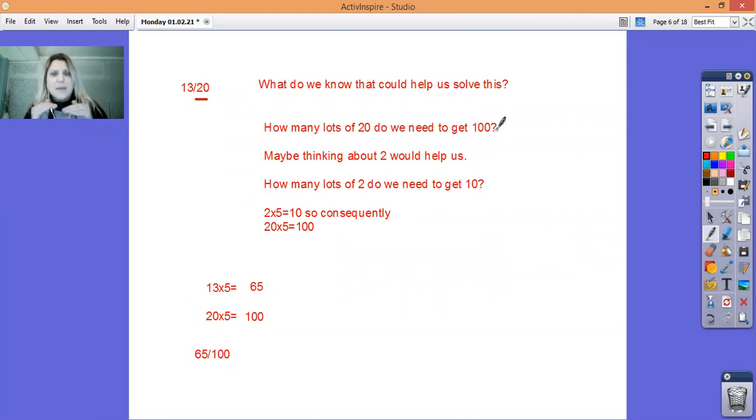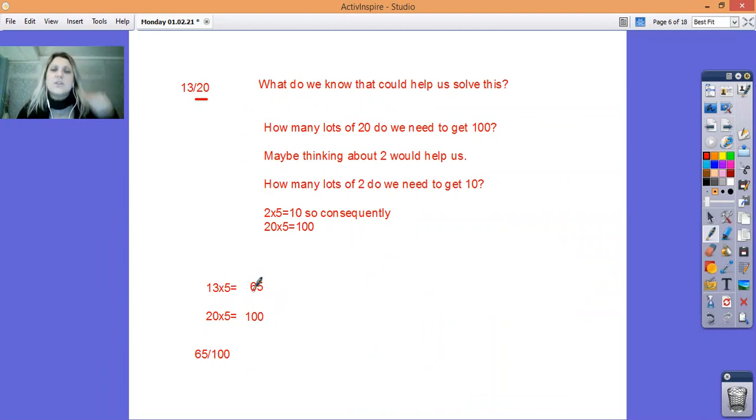So how many lots of 20 do we need to get to 100? Now let's take a step back, and a step easier. Let's think about 2. So how many lots of 2 do we need to get to 10? That's something that we know off by heart. So 2 times 5 is actually 10. So consequently, if we make it one step up, 10 times bigger, we will have 20, which is the one we're interested in, times 5 will equal 100. So we can do that. So if we do the same thing to the numerator, we will have 13 times 5, that's easy peasy, 65.